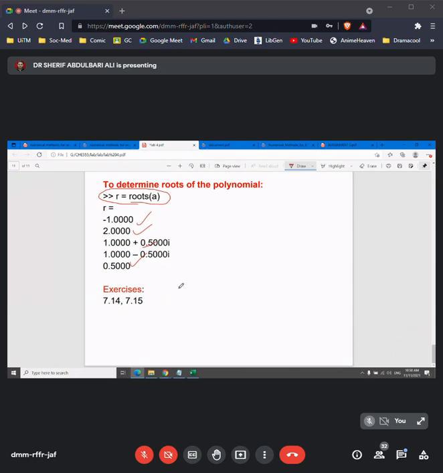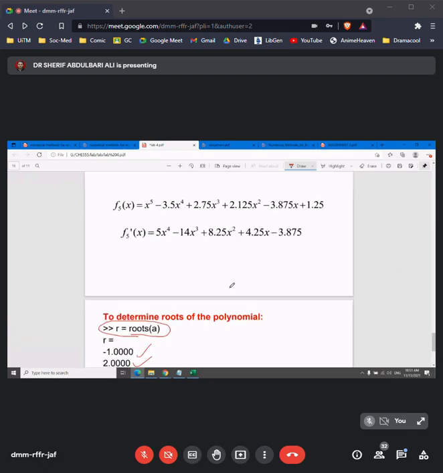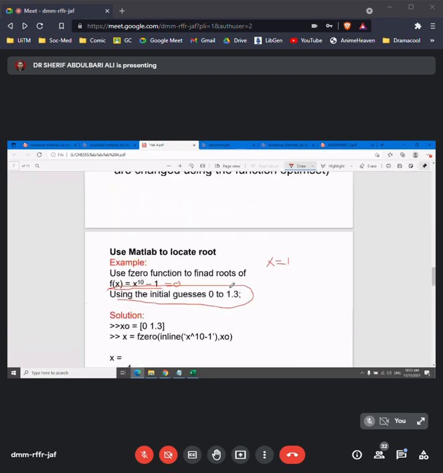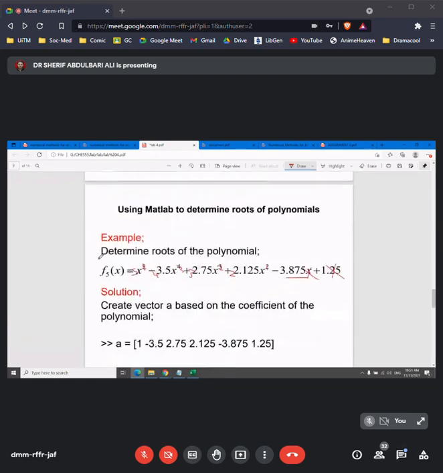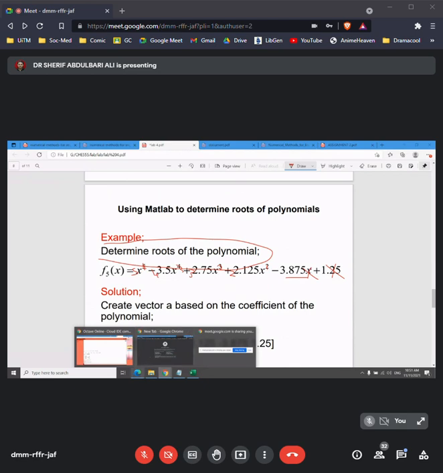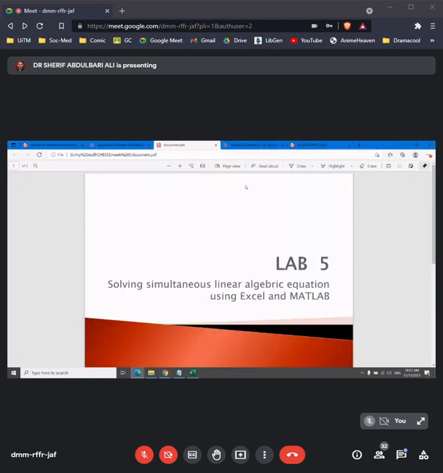If you have any questions, please do ask. If not, we can move to the last lab for this week, which is how to solve linear algebraic equations. Any questions on how to use the f0 function or how to find the roots of a polynomial? No, sir. Okay, so this is the end of lab 4.